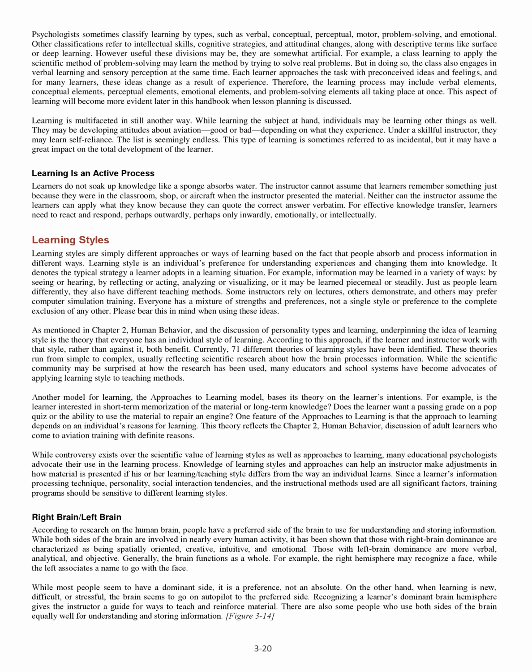Right brain/left brain. According to research on the human brain, people have a preferred side of the brain to use for understanding and storing information. While both sides of the brain are involved in nearly every human activity, it has been shown that those with right brain dominance are characterized as being spatially oriented, creative, intuitive, and emotional. Those with left brain dominance are more verbal, analytical, and objective.